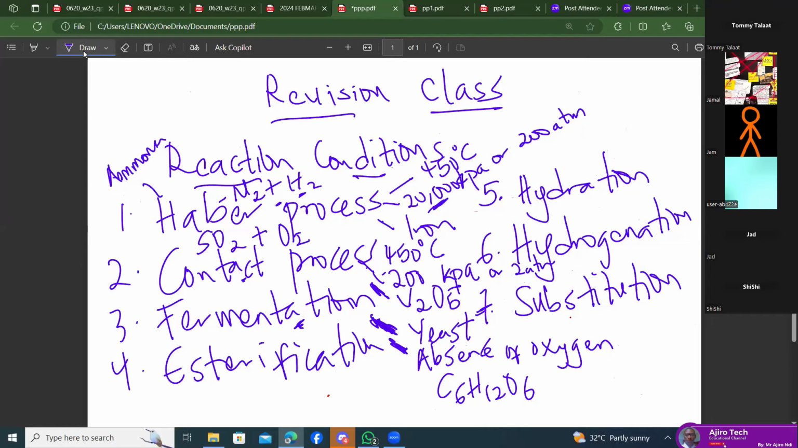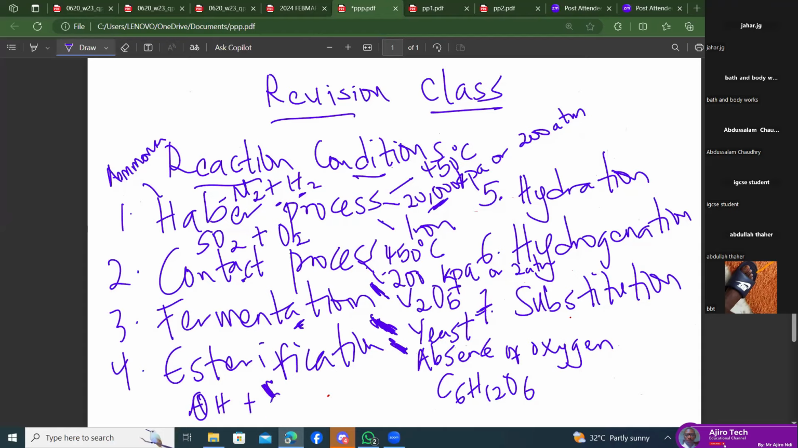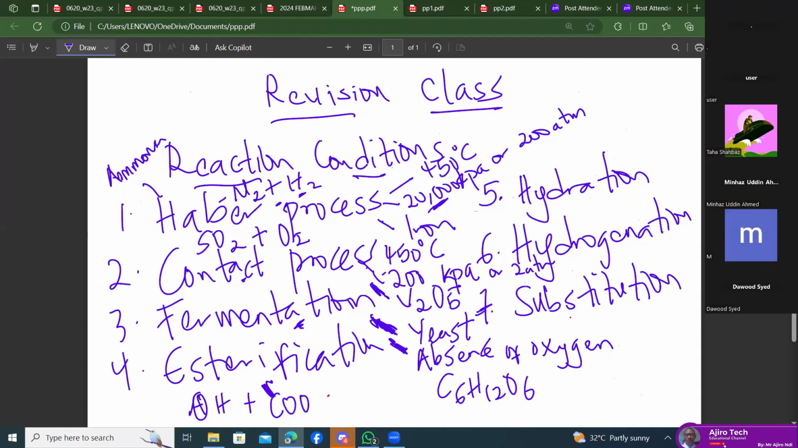So let's go to the next one, which is esterification. Esterification is one of the reactions in organic chemistry that is used to produce esters. And what you need is an alcohol, an OH, and you also need a carboxylic acid.